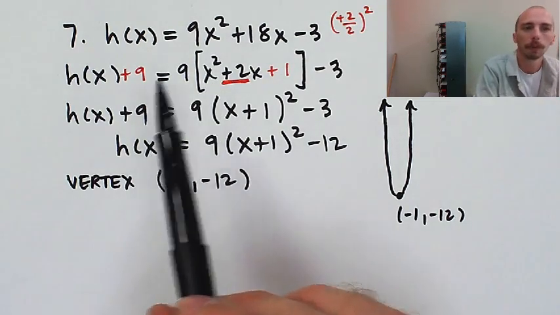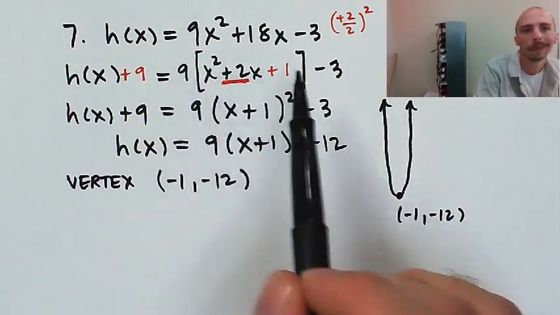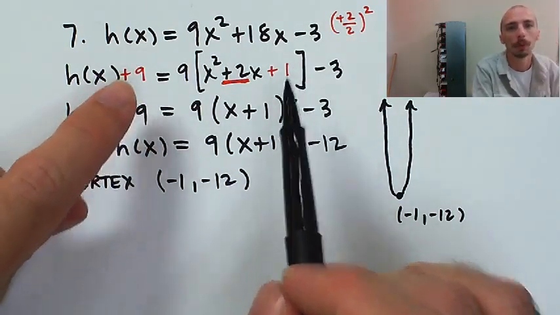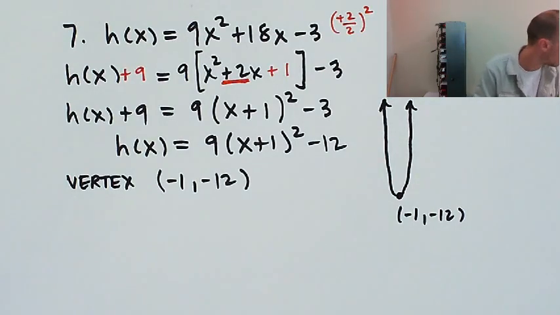Okay, but that was a good example of completing the square where the leading coefficient wasn't 1. We had to be careful about what we were adding to both sides, and it didn't look like the same number, but we were adding the same amount to both sides of the equation.